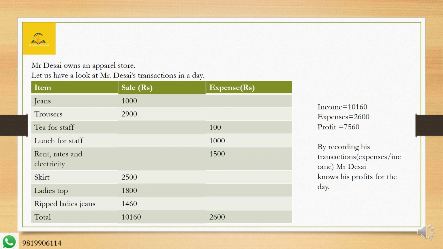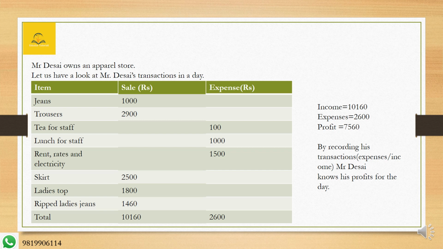Now, let us have a look at a very small setup that is run by a small businessman known as Mr. Desai. So, he has made a list of the transactions that have taken place in his business. The first item that he sold during the day is jeans, then he sold trousers. He also incurred certain expenses such as tea for staff, lunch for staff, rent, rates, and electricity. Again, there is some inflow of money. He sold a skirt 2500, ladies top 1800, ripped ladies jeans 1460.